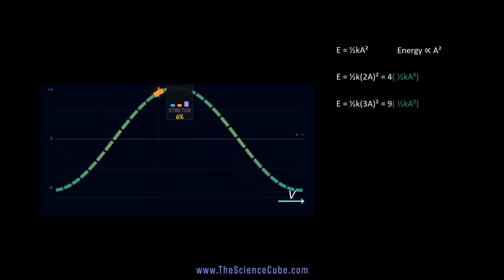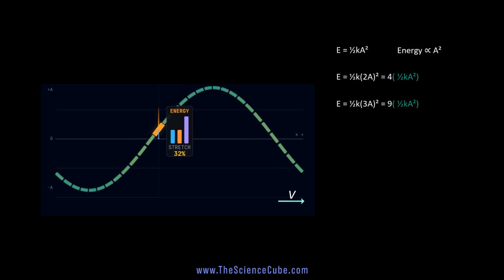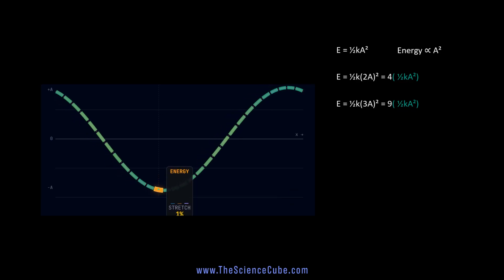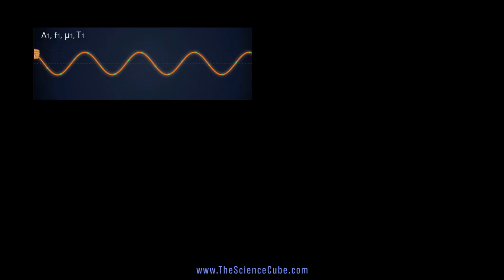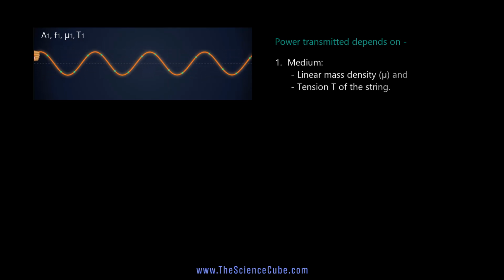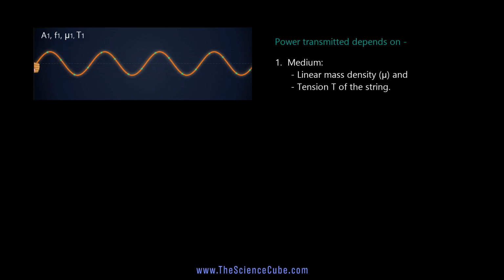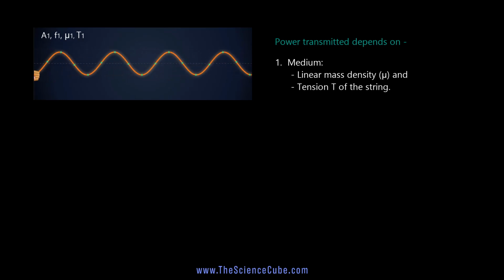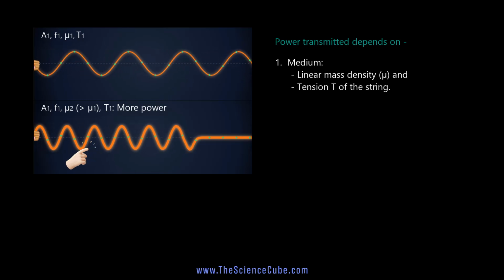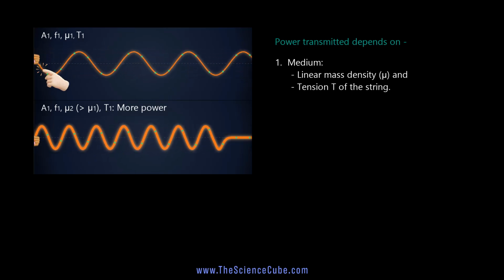Next up is power. That is defined like always as the rate at which work is done or energy is transferred. For waves, the average power depends on 2 things. 1, the medium. This includes the linear mass density mu and the tension of the string. And these factors determine the wave speed v. Therefore, for a given amplitude and frequency, a string with larger mu or higher tension transmits more power. And 2, the source.